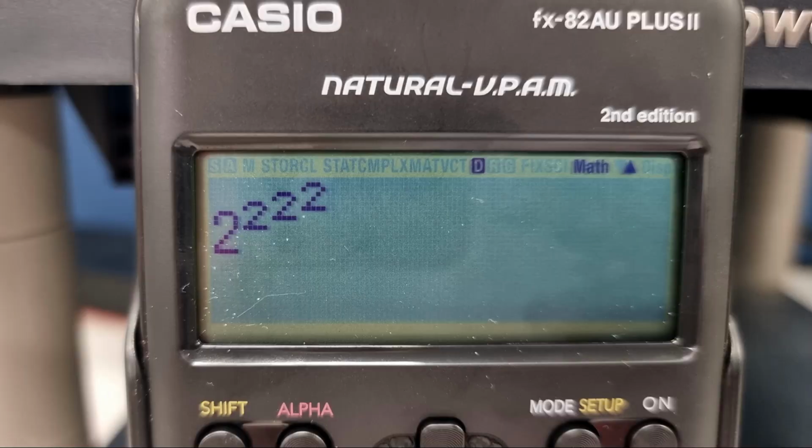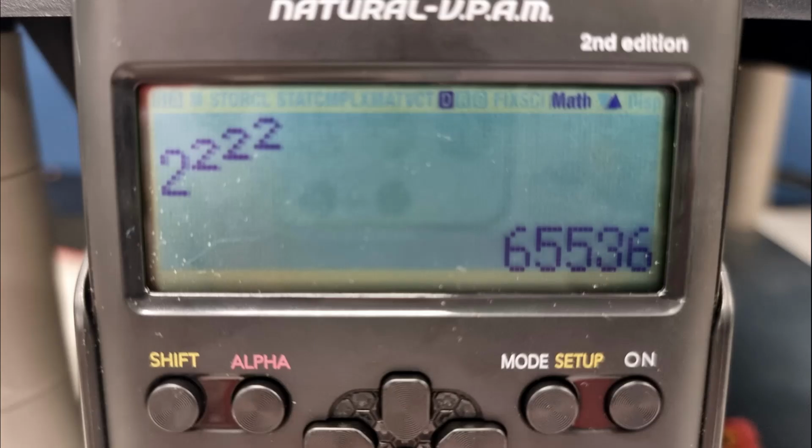Like if we do this one, 2 tetrated to the 4th, or 2 to the 4th tetration, we get the answer of 65,536. So yes, our calculator can do that. But as we'll see, only if we keep the numbers small. Let's have a look at a different example.